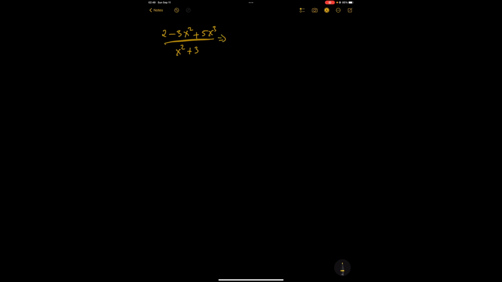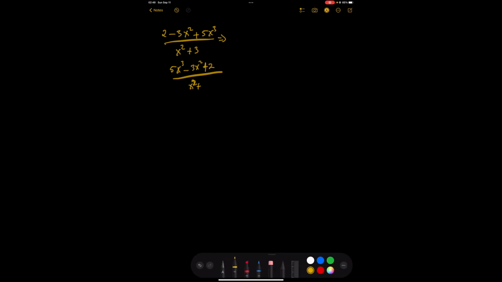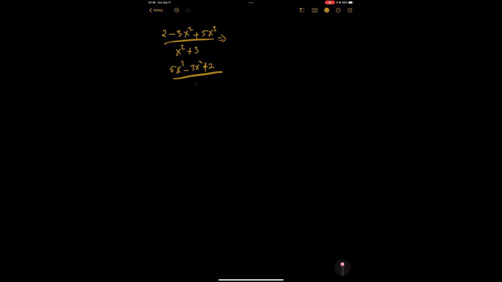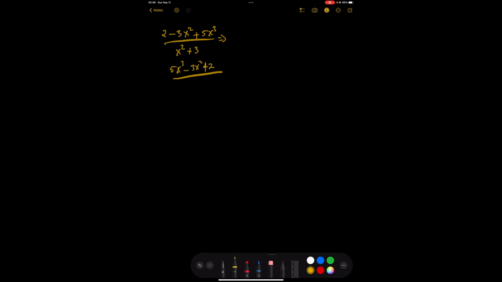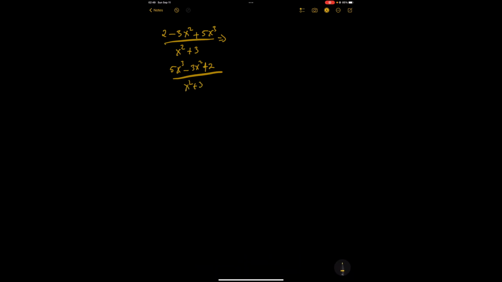So first thing first, I'm going to write this as 5x cubed minus 3x squared plus 2. But do you see any issue right here? Yes, there's an issue. There is no x. That's fine. Let's just work it with that one. All right, x cubed, divided by x squared plus 3. So let's do the exercise now.